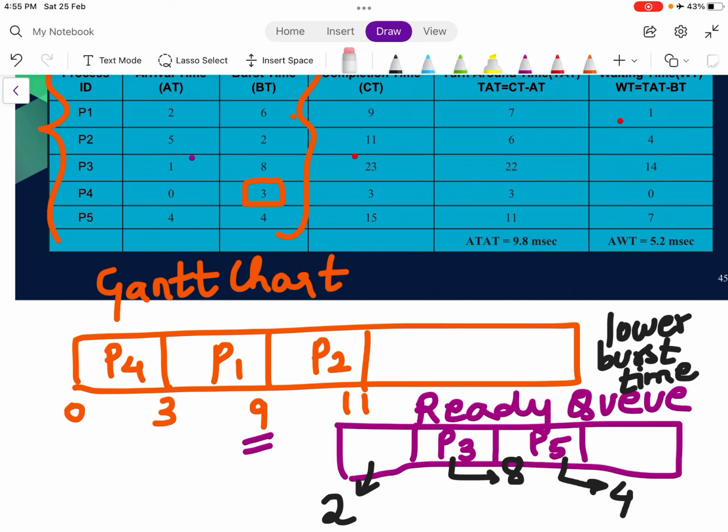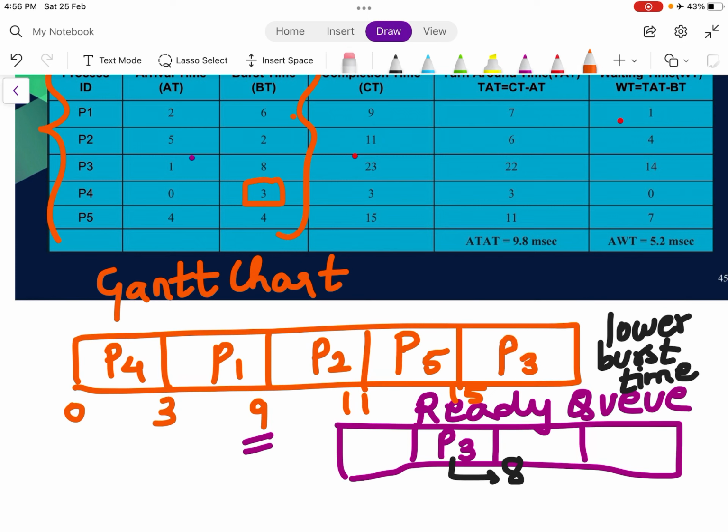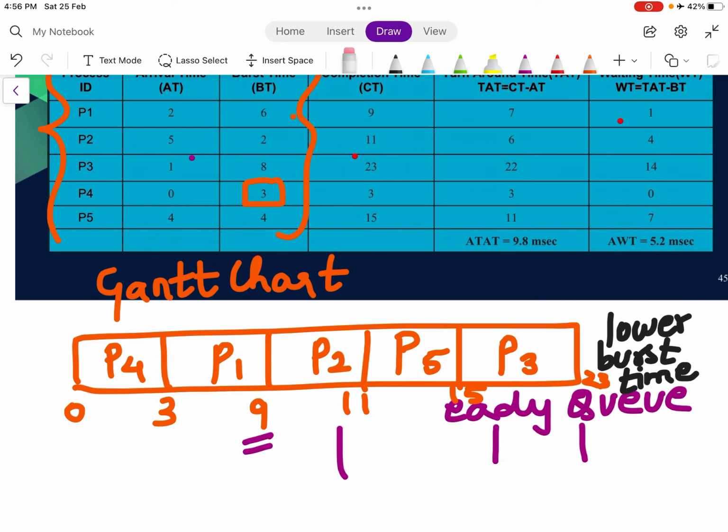Next, P2 will leave the ready queue. Now amongst P3 and P5, lowest is P5. So 4 plus 11 is 15. Again, P5 will also leave the ready queue. Next is P3. P3 will be 8 plus 15, that is 23. So P3 will also leave the ready queue. So ready queue is empty. So let's erase this ready queue. So now all the processes are completed.